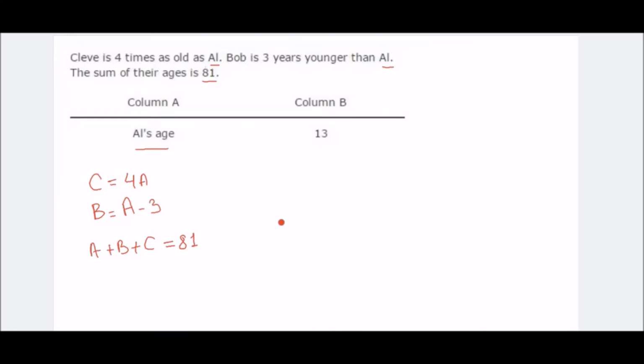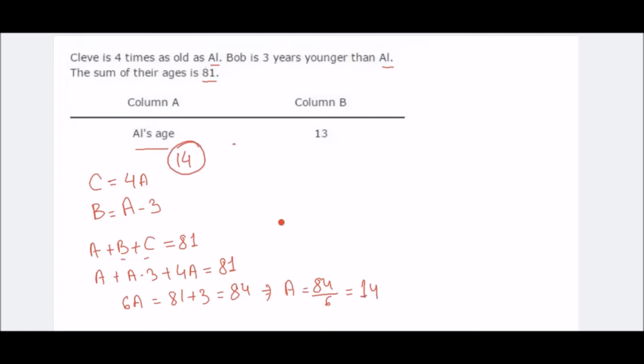So now substitute the values of B and C from above, where we will get L plus L minus 3 plus 4L is equal to 81, and that will become 6L is equal to 81 plus 3, that will be 84, which implies L will be 84 divided by 6, 14. So L's age is 14 years, which is greater than column B, and the option will be A.